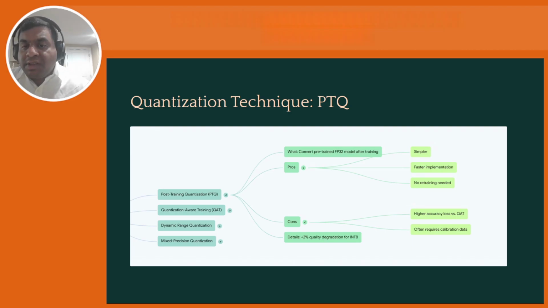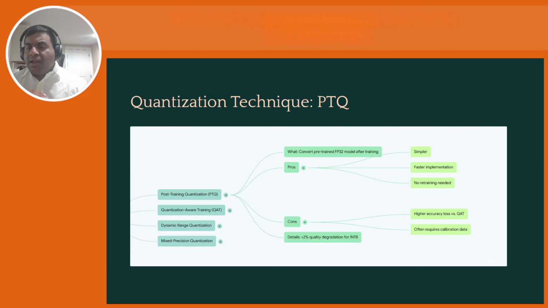First up is post-training quantization. As the name suggests, you take a pre-trained floating point 32 model and convert its weights to a lower precision after training is complete. The big pros are its simplicity and speed. There's minimal development effort and no need for retraining. However, the main con is that it can lead to a moderate loss in the model's accuracy compared to the original floating point 32 model, although often this degradation is less than 2% for conversion to integer 8 format.